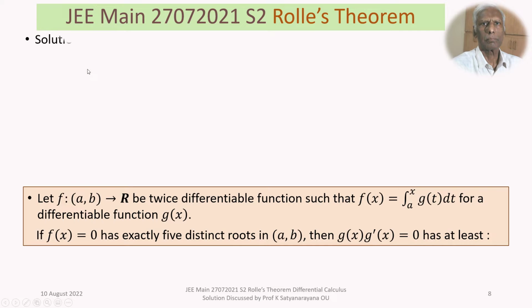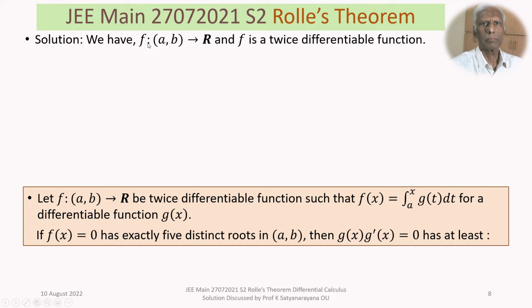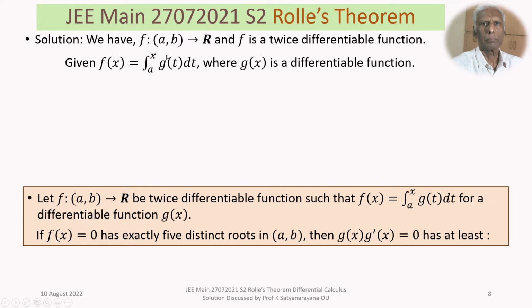And let's discuss the solution. We have f, a function from the open interval (a, b) to R, that is, f is a real valued function defined on the open interval (a, b), and it is given that f is a twice differentiable function. Given f of x is equal to the integral from a to x of g of t dt, where g of x is a differentiable function.